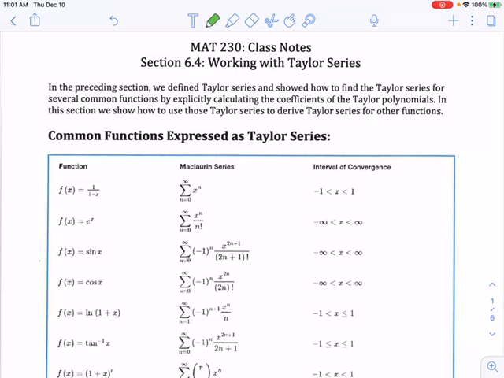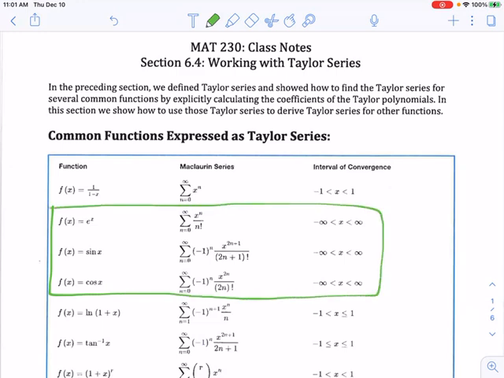In this video, we are going to work with some Taylor series, specifically Maclaurin series, to create new Maclaurin series for new functions. So, in particular, we're going to be concerned with these three Maclaurin series.